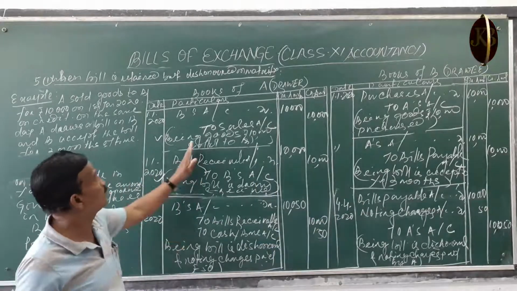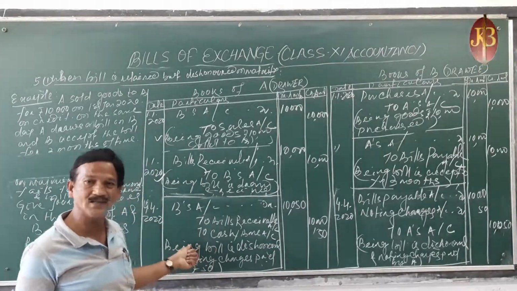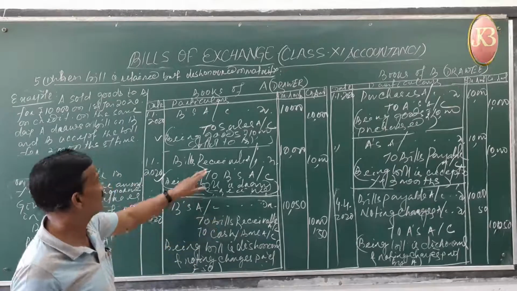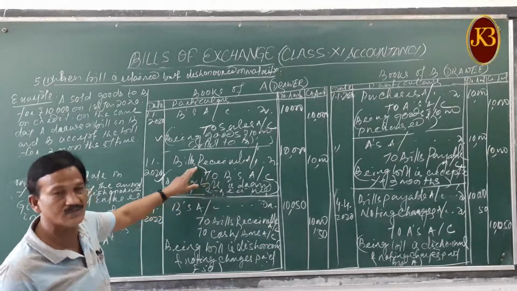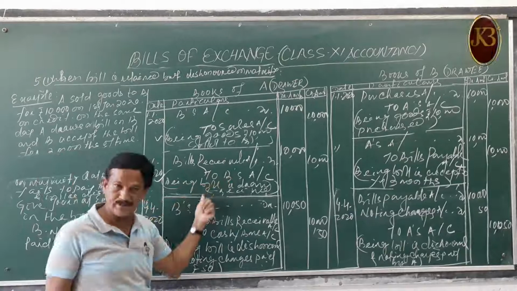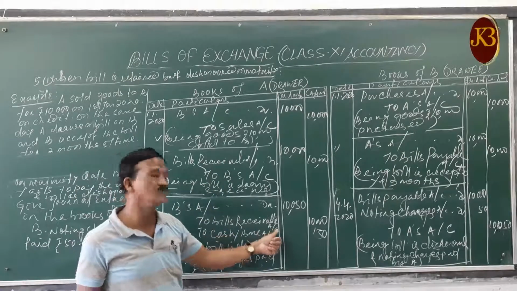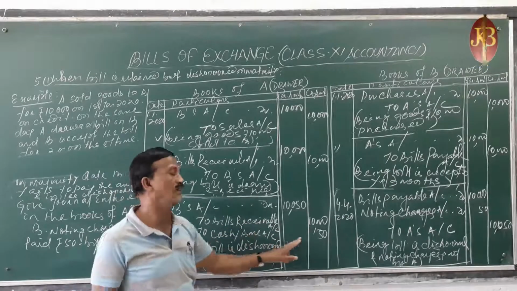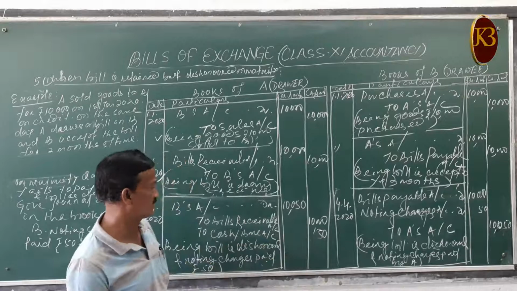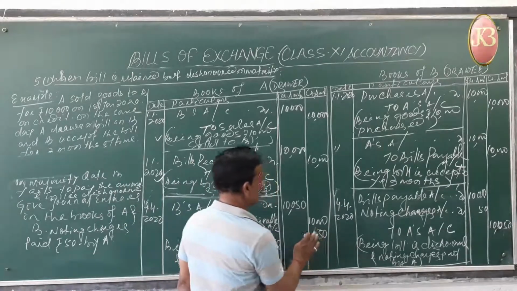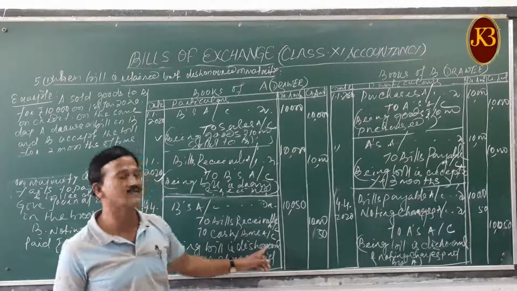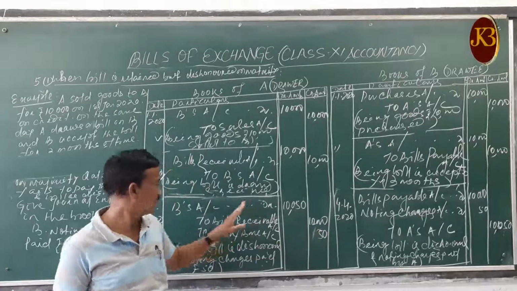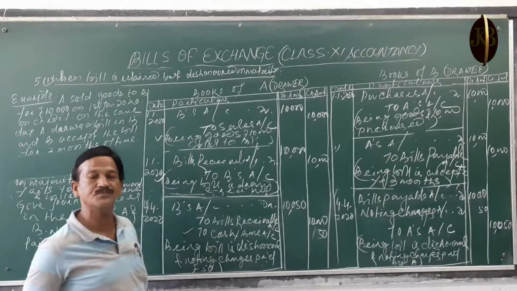First see the books of the drawer. On the maturity date when the bill is dishonored, B's account will be debited and bills receivable account will be credited, because bills receivable was debited earlier. That means the bill is cancelled. And to cash or bank account for the noting charges, that is 50 rupees, the noting charges paid. So this is the journal entry in the books of the drawer.